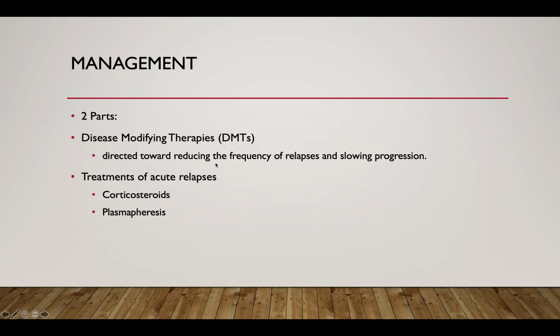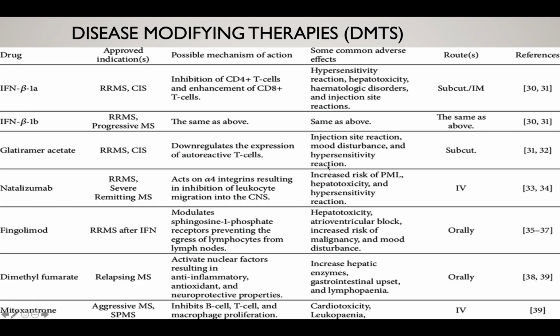Management. There are two pathways of management: either disease modifying therapies or treatment of acute relapses. When a patient comes with an acute relapse, we will treat it with either corticosteroids or plasmapheresis. We'll discuss it in detail. And when the patient is in the chronic or remitting phase, we can give this treatment to reduce the frequency of relapses and slow progression.